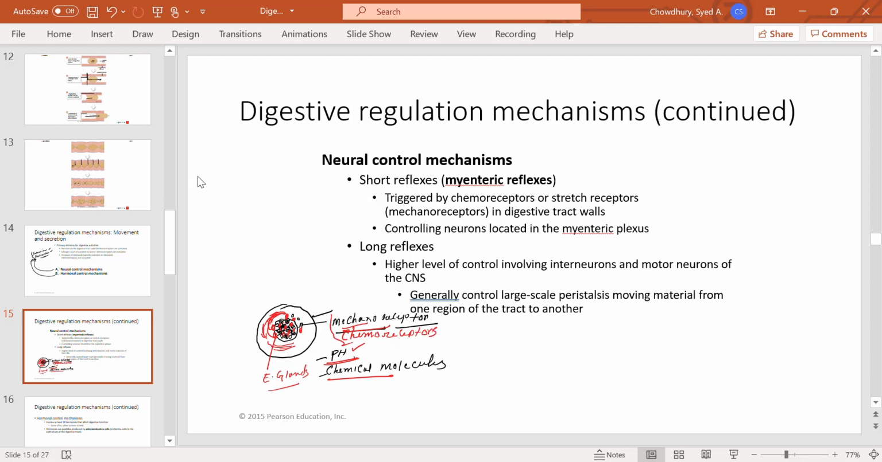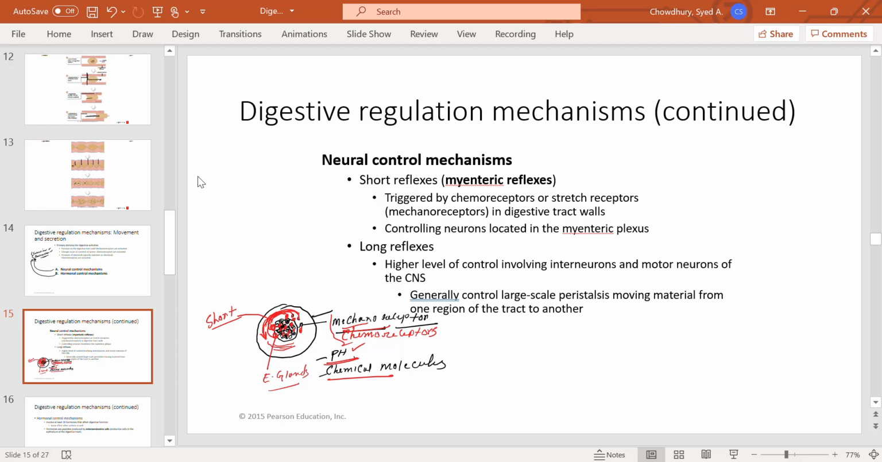And they will be activated by the food and will send signal through the nerve plexuses to the muscularis layer, muscularis externa, to cause the contraction, and to the glands, exocrine glands, to cause the secretion of the enzymes. Okay, and both will help in digestion. So that is one type of reflex. This is called short reflex, because the signal from the receptors is going to the muscles and the glands, and the nerve fibers are located within the wall, right?